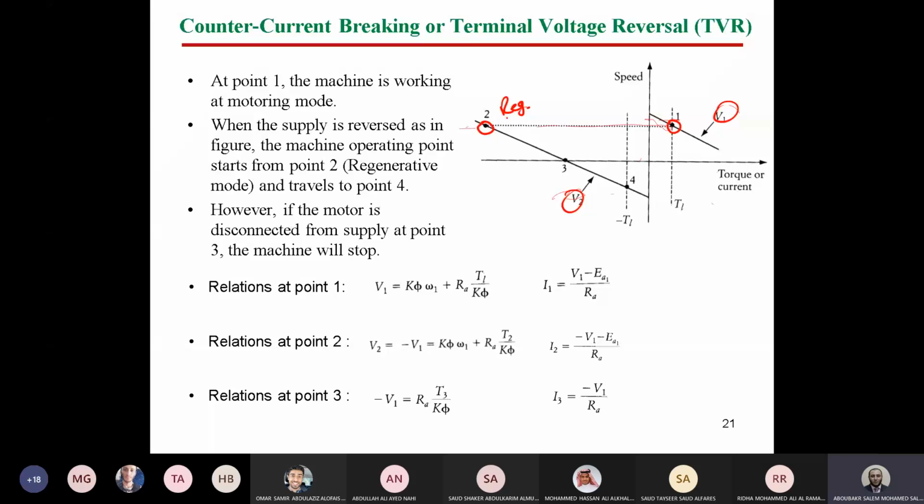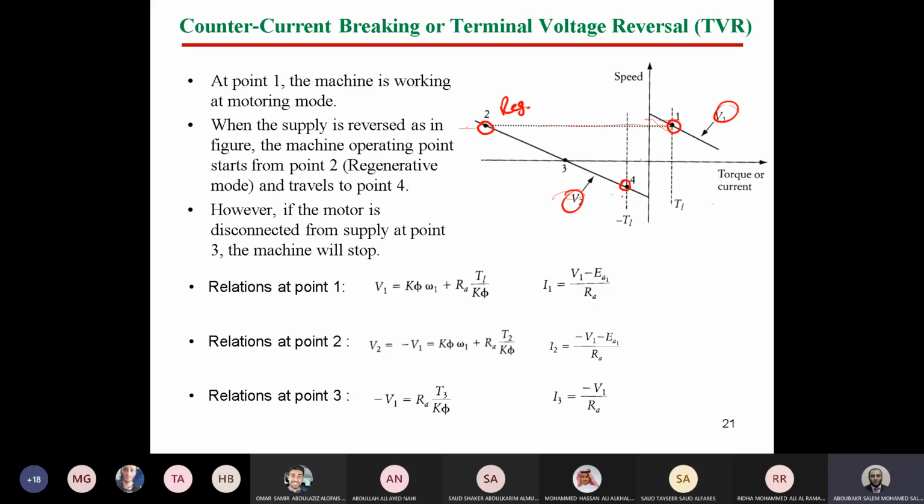Now, because our load is reversible, which means the load torque is an active load torque, the value of the load torque will be minus TL. So simply, the electrical torque has to follow the mechanical torque. So the speed will decrease gradually until reaching point number 4. If we reach point number 4, the machine will work as a reverse motor.